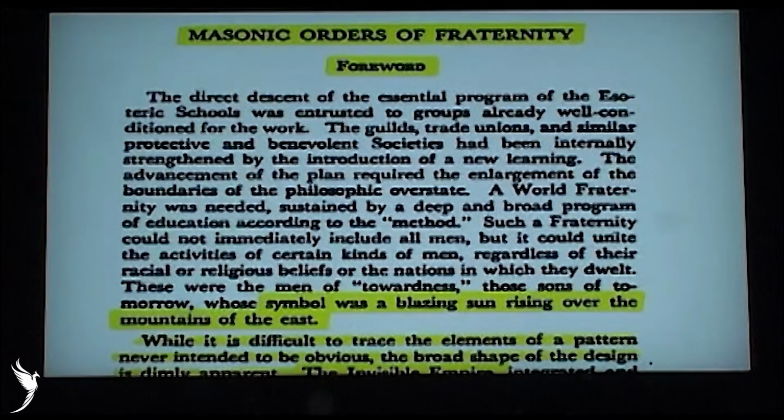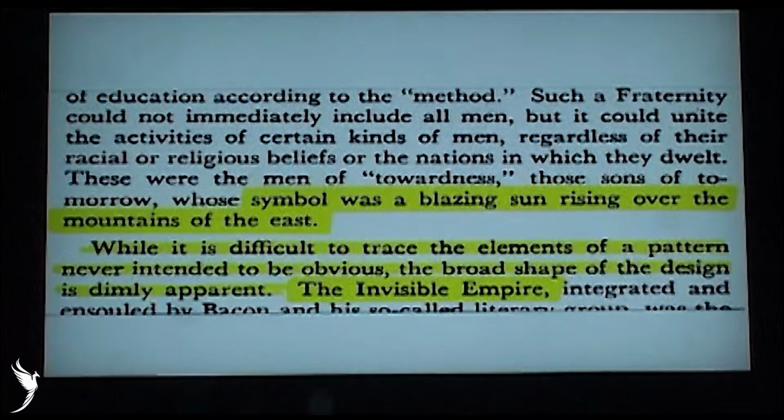Meaning there's a method to all of this. Such a fraternity could not immediately include all men, but it could unite the activities of certain kinds of men, regardless of their racial and religious beliefs or the nations in which they dwelt. He goes on to say, these were the men of towardness, those sons of tomorrow, whose symbol was a blazing sun rising over the mountains of the east. That's a very important point. These were the men of towardness, those sons of tomorrow whose symbol was the blazing sun rising over the mountains of the east.